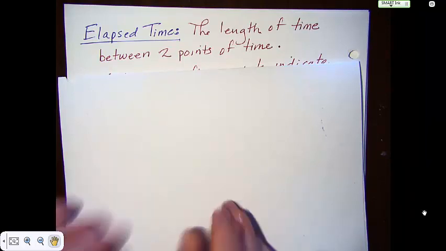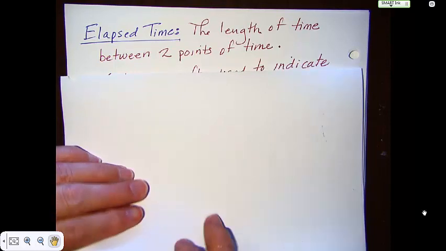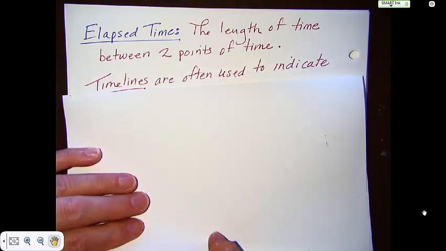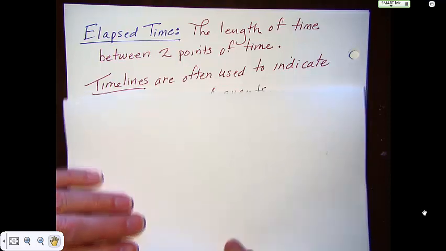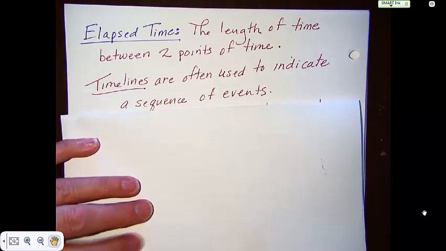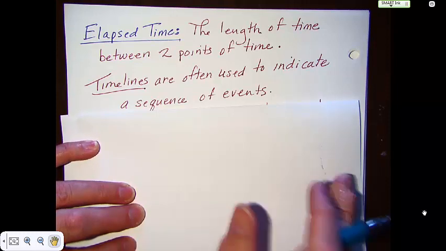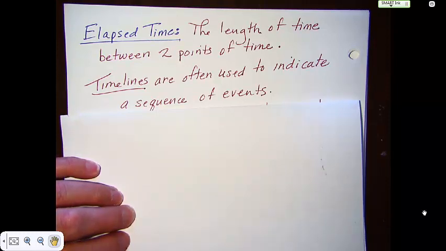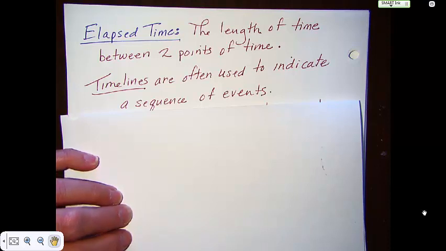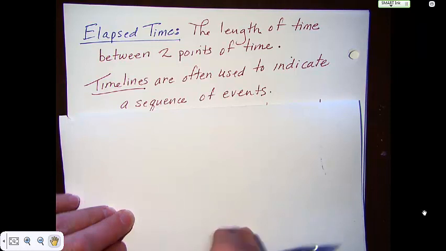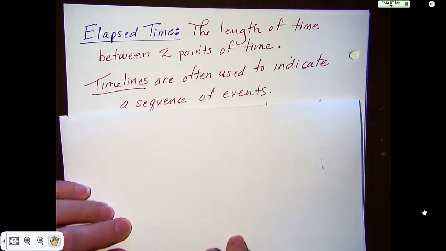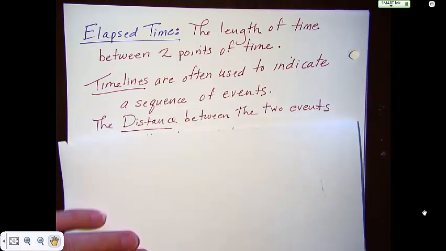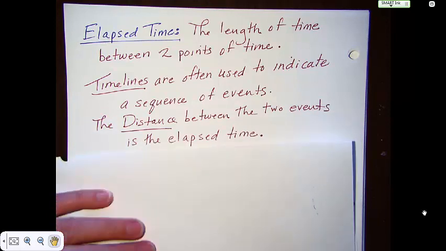Okay, so we're going to do something that's fairly simple here. Timelines are used a lot to find the difference between 2 periods of time. Usually people will put a sequence of events on a timeline and they'll say, you know, how many years were there between the Civil War and the Vietnam War or something like that. And you would have to figure that out by, obviously, subtraction. The distance between the 2 events is the elapsed time.